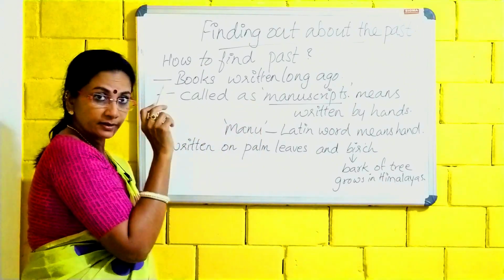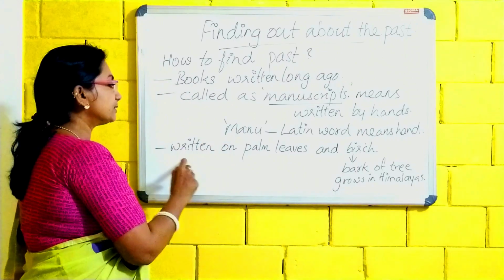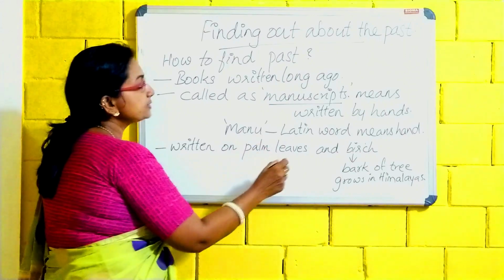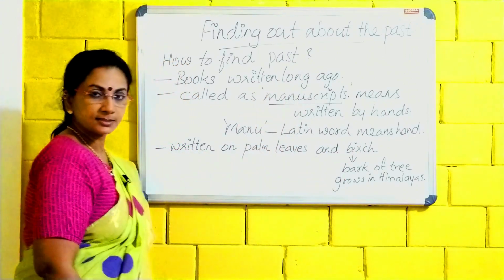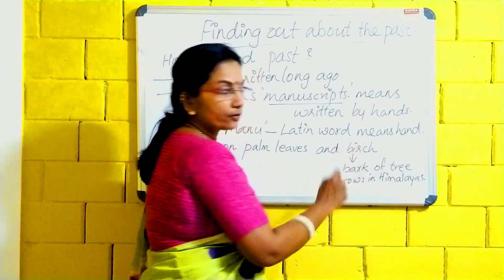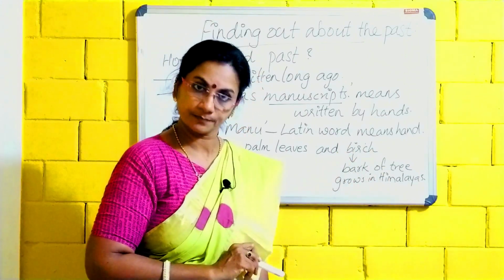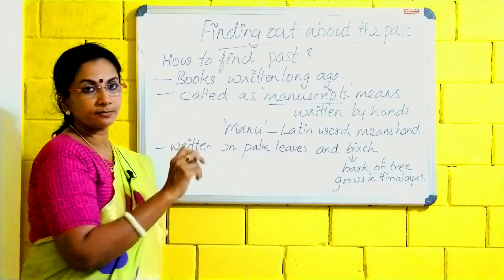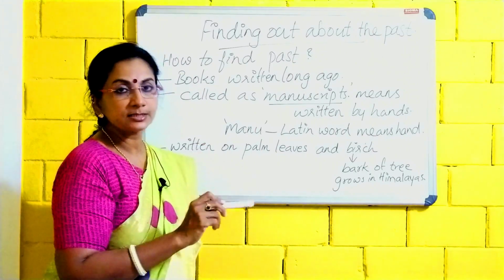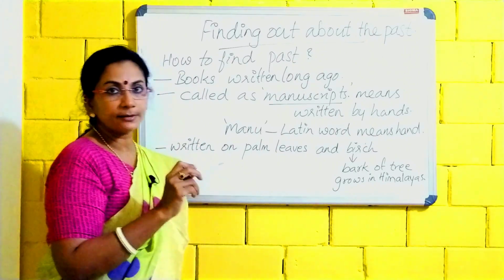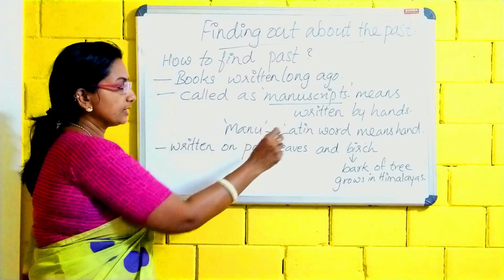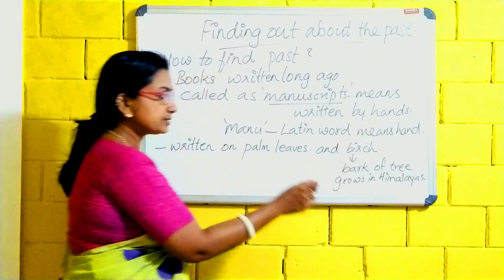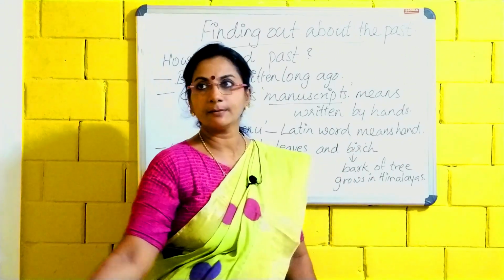And where was it written? At that age, were there books? No. It was written on palm leaves, the leaf of the palm tree. Palm leaves and birch, B-I-R-C-H. What is birch? Birch is the bark of a tree that grows in the Himalayas. We can find out about the past from manuscripts. Manuscript means written by hand, manu is a Latin word, and it was written on palm leaves and birch, the bark of a tree that grows in the Himalayas.